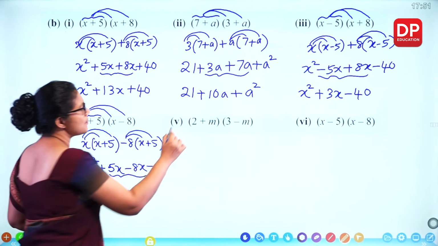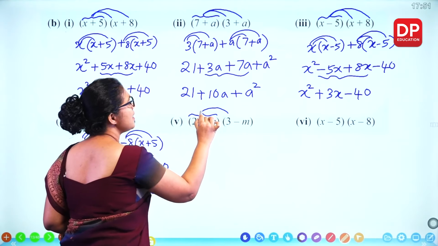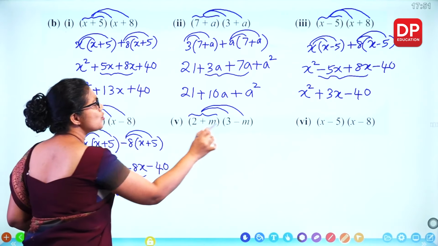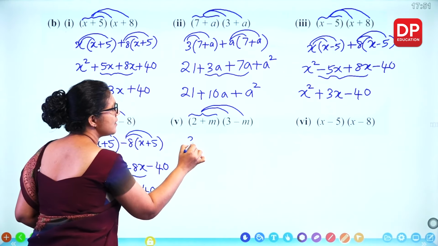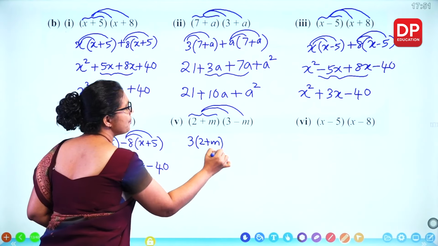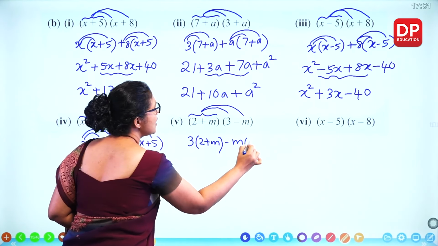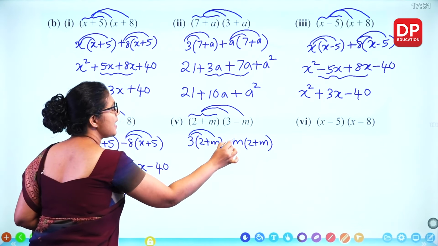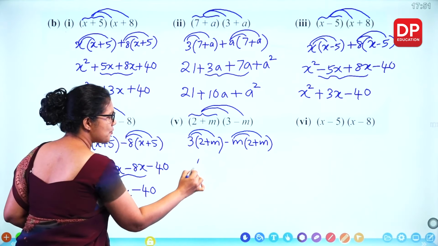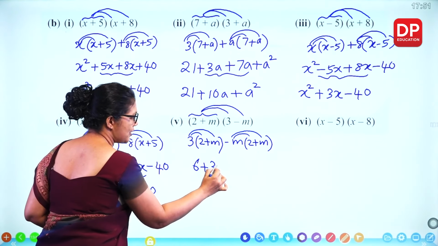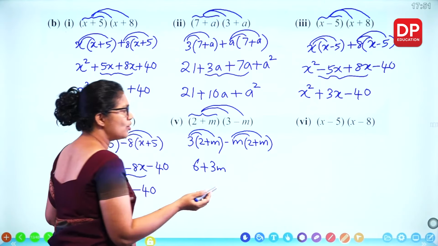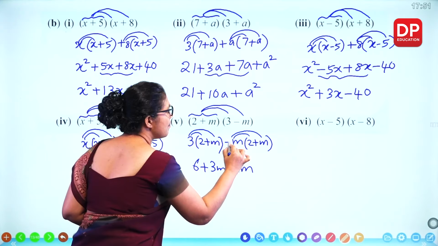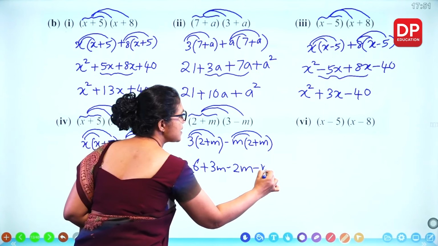Now we'll see this one. Same thing again and again. Same expression multiplied with the 2 inside values. So you can write 3 with 2 plus m and minus m with 2 plus m. Now you can expand it again. 3 times 2 is 6. 3 times m, 3m. Minus m times 2, not m2, 2m. Minus m times m, minus m squared.